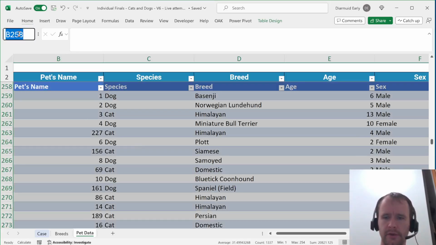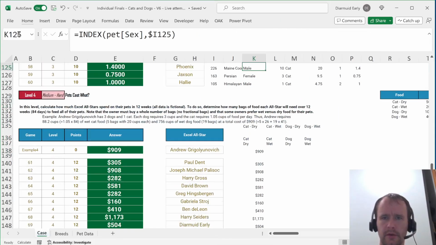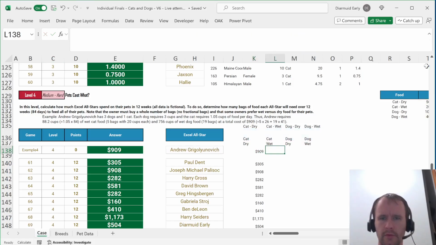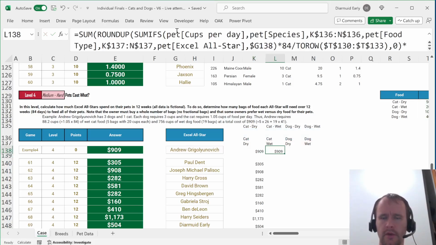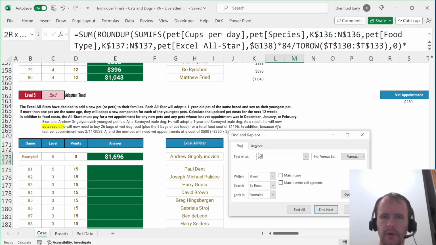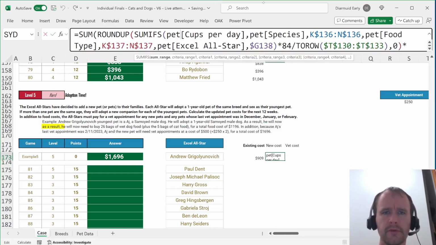So we'll call this, I don't know, p_2. Okay. So then we will come, sorry, here, yes. And we'll put that there, and cut it, and bring it down here, and then we'll search for pet and replace with p_2. I didn't like that. All right, so there's probably pet appearing somewhere else. Anyway, p_2, where p_2 species is all that stuff. p_2 food type is all this stuff. p_2 Excel All-Star is this.